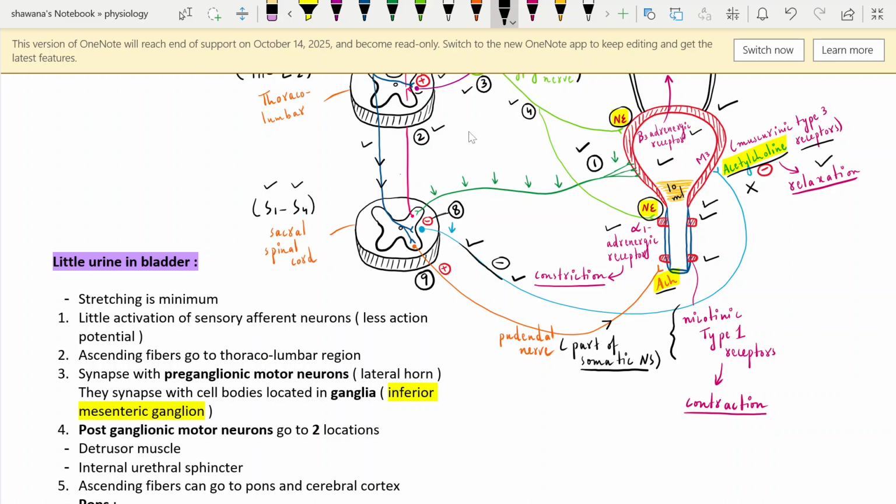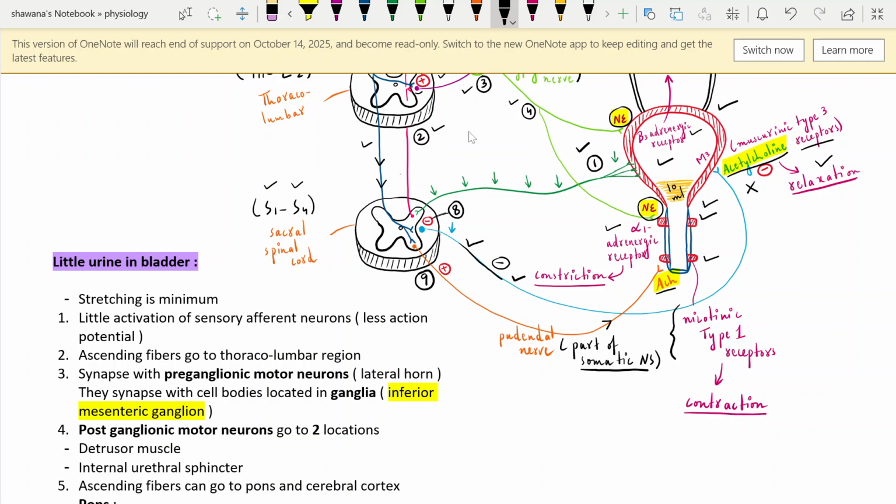So let's revise this stuff. First of all, when there is little urine in the bladder, the stretch receptors are less activated and sensory afferent neurons will go toward the spinal cord in the sacral region. The fibers will ascend in the thoraco-lumbar region and they will synapse with the preganglionic motor neurons in the lateral horn. The inferior mesenteric ganglion has cell bodies, and from these cell bodies fibers arise, which is the hypogastric nerve, or we can call them postganglionic motor neurons.